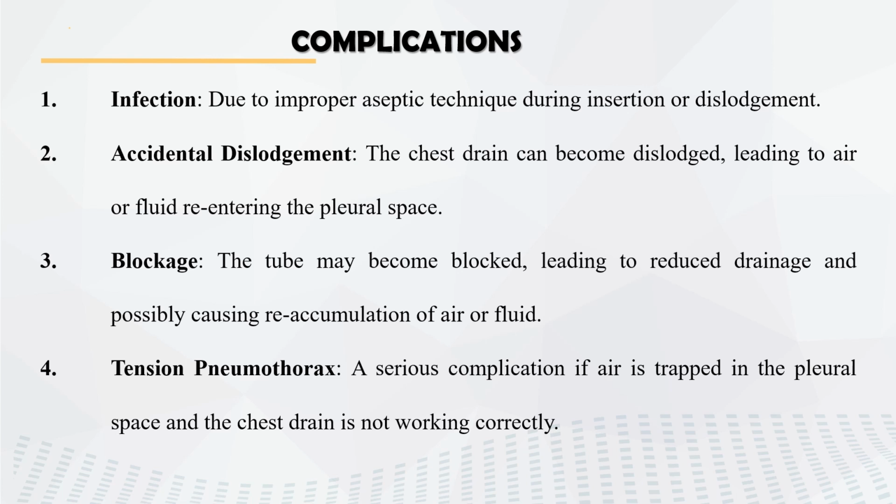Thirdly, there could be a blockage. The tube may become blocked, leading to reduced drainage and possibly causing a reaccumulation of air or fluid. So we need to check for blockage. So lastly, on the list of complications, the most important complication we have to check out for is tension pneumothorax. It is a serious complication if air is trapped in the pleural space and the chest drain is not working correctly. So basically, for chest drains, we have to monitor and prevent tension pneumothorax. That's why we need to monitor the tube.